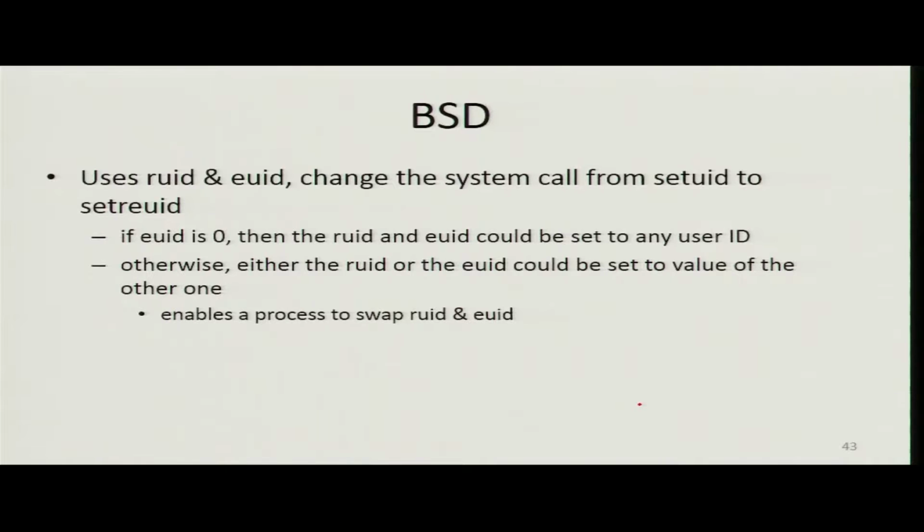BSD also uses RUID and EUID, and it changes the system call from setuid to setreuid. Here what they allow is to swap the RUID and EUID. So, if UID is 0, then RUID and EUID could be set to any user ID, because you are privileged already, you can do whatever you want. Otherwise, either the RUID or EUID could be set to the value of the other one. So, this enables a swap, which basically allows you to do a restoration of temporarily dropped privilege.